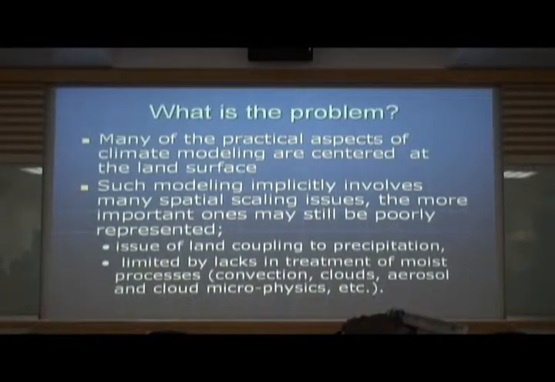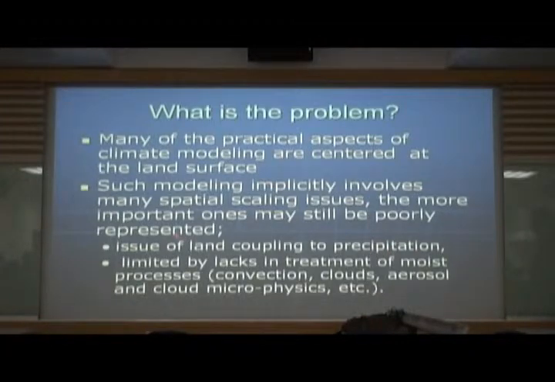and I would argue that the most important ones may still be poorly represented in various ways. One of the really big issues there's a lot of interest in, and which I think is still on very shaky ground, is trying to understand how changing things on the land surface will affect precipitation. Observationally we can at times see urban effects, for example, where a city is there or has grown and it may have changed precipitation patterns. So there's lots of anecdotal evidence that changing land boundary conditions will change precipitation.